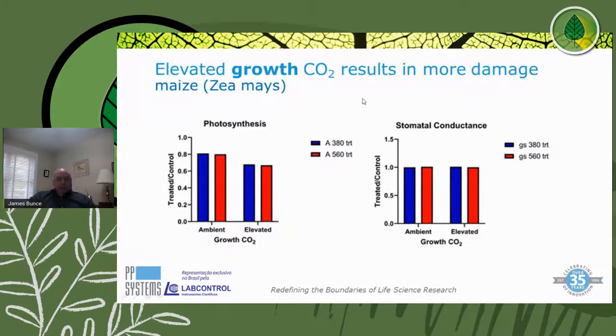Another species gives another totally different result, and this is for maize, Zea mays. Here, the elevated growth CO2 results in more damage. So you can see that it doesn't matter too much whether the treatment CO2 is 560 or 380, but the elevated growth CO2 results in more decrease in photosynthesis during the high temperature stress. And in the case of maize, no effect at all on stomatal conductance at temperatures that decrease photosynthesis.